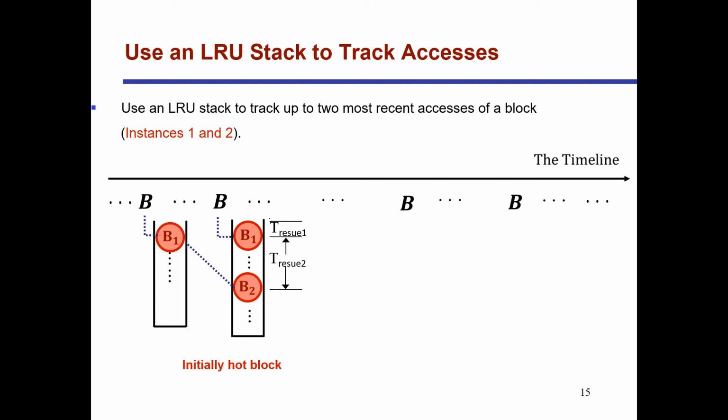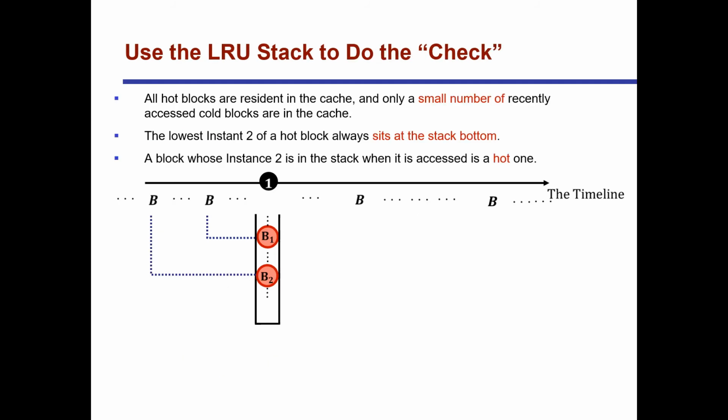And we assume initially all blocks are hot blocks. Let's continue with this example. In LIRS2, all hot blocks are resident in the cache, and only a small number of recently accessed cold blocks are in the cache, and they're going to be replaced quickly.